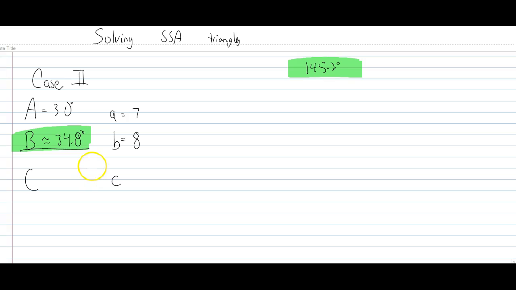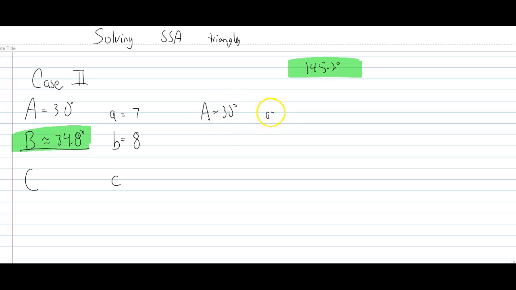If you took the sine of 34.8 and the sine of 145.2, you would see that they have the exact same sine value. And because 8 is bigger than 7, we know that angle B is bigger than 30 degrees. We don't know if it's just a little bit bigger or if it's a lot bigger. So we did this, and the next thing we're going to do is look at the numbers that we have.